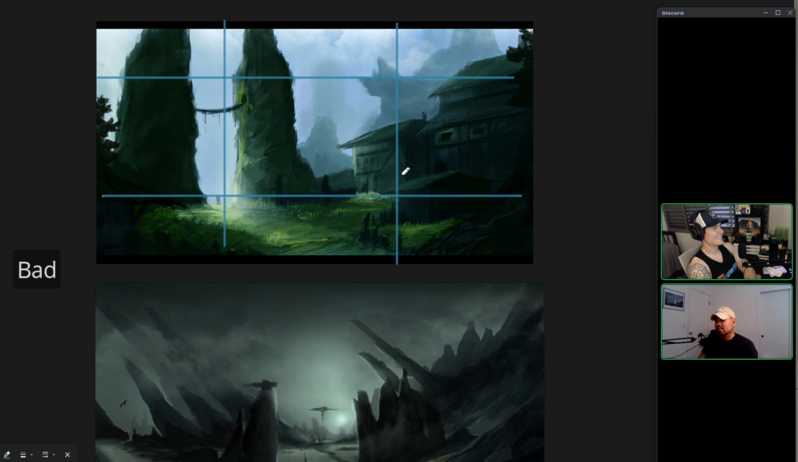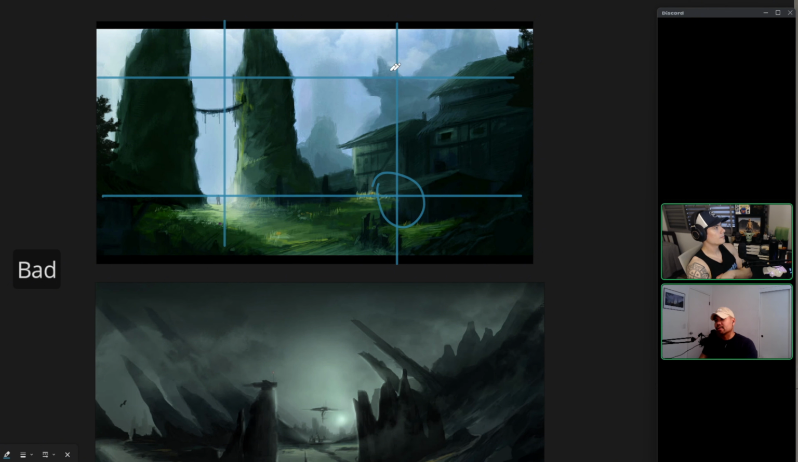There's not really anything interesting happening right here, so I kind of missed that chance for a compositional element. This guy landed on the rule of thirds, but it's still not really a good focal point to look at.